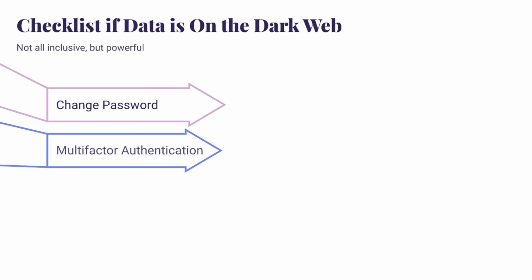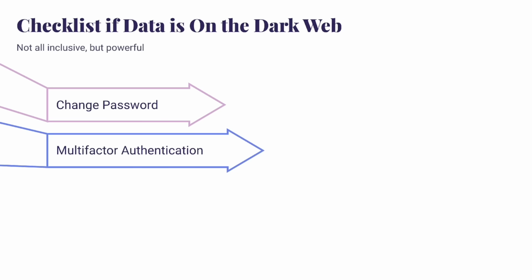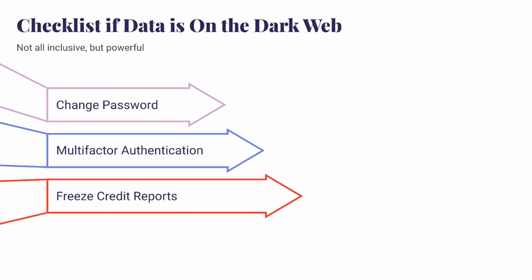Next, make sure that you have multi-factor authentication turned on everything. In fact, I can't think of a website on the deep web, meaning that you need a username and password to get in, that doesn't have an option to turn on multi-factor authentication. That in and of itself will stop a lot of people who have your information from taking it to the next level. Next, freeze your credit report at all 3 credit bureaus.